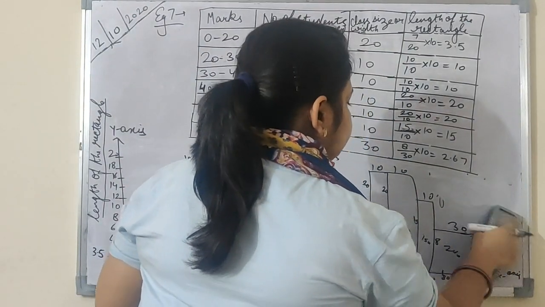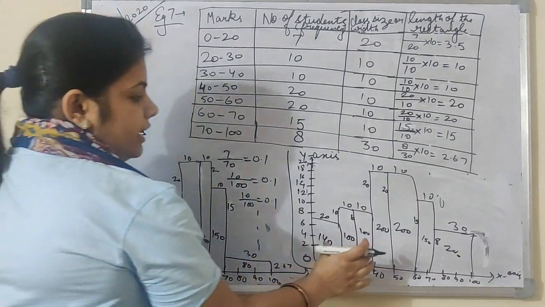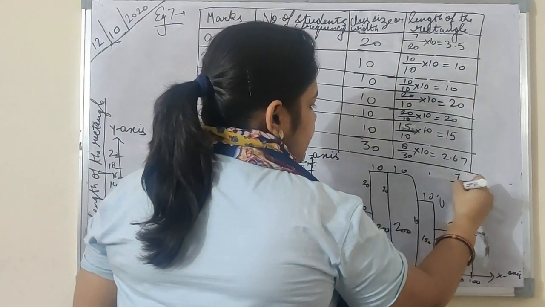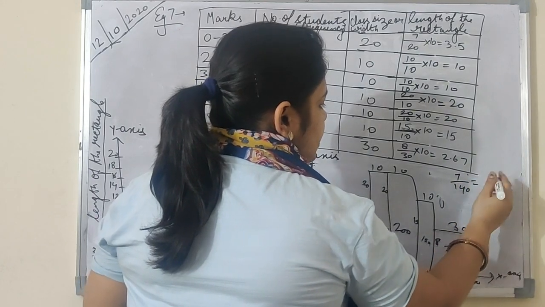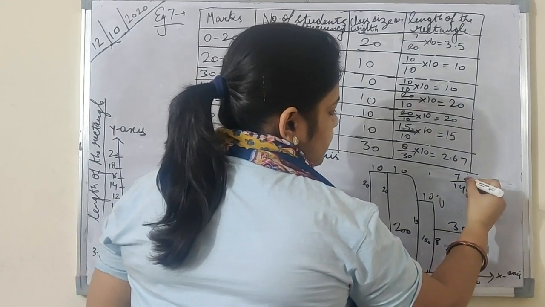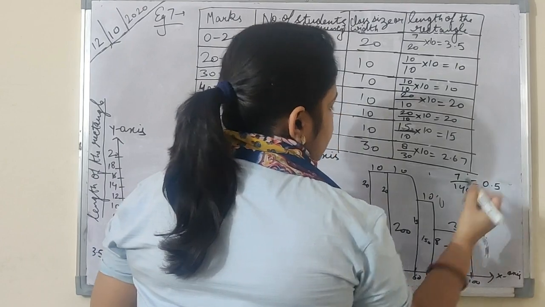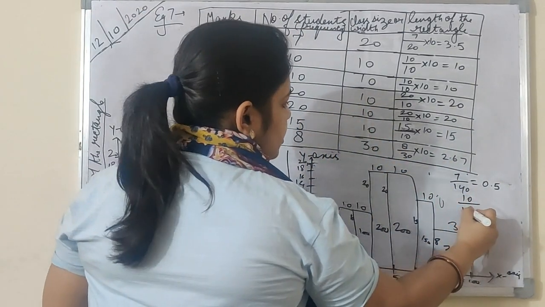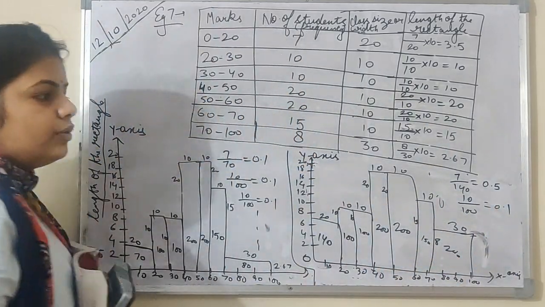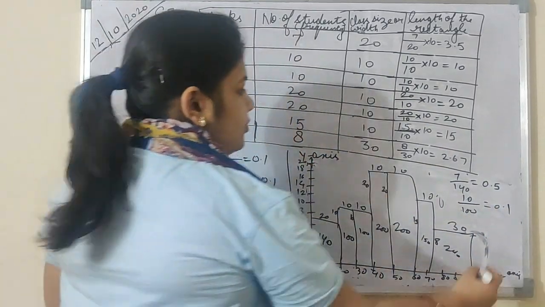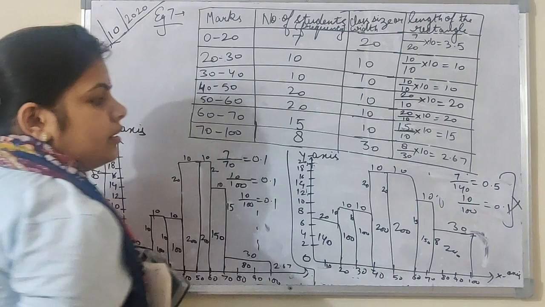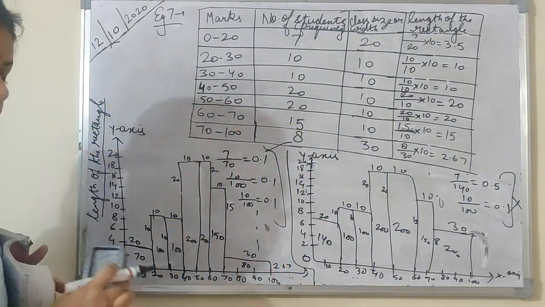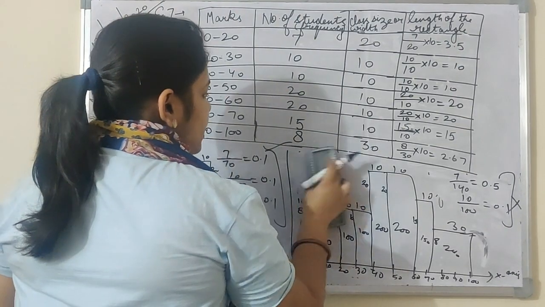Now if we find the proportion of these areas with this frequency, you will get 7 divided by 140, that is, I think, 0.5. Then again for 10 divided by 100, you are getting 0.1. Here only you can find the difference, that the frequencies are not the same, but the proportions are the same. That's why there is no need to make this graph.